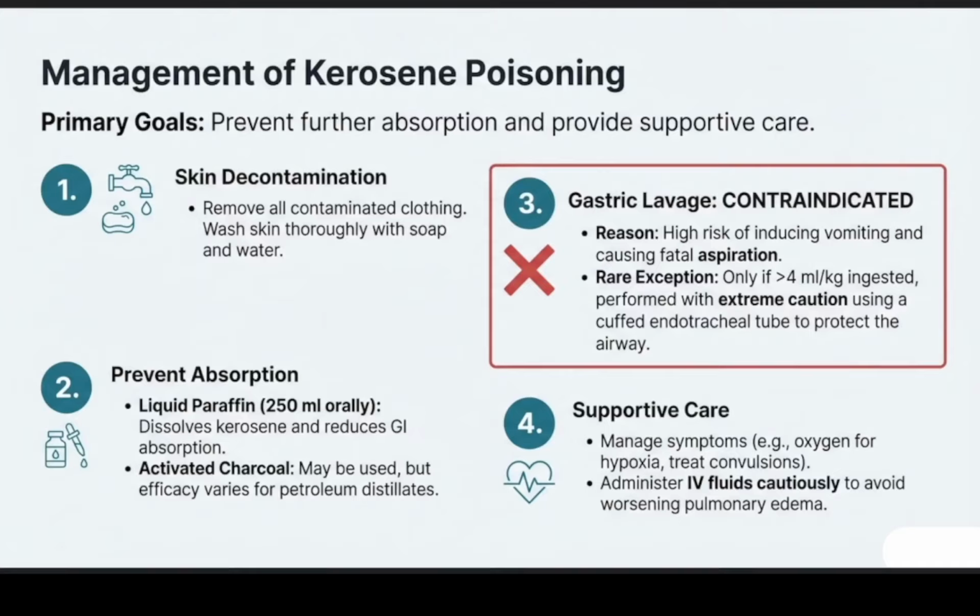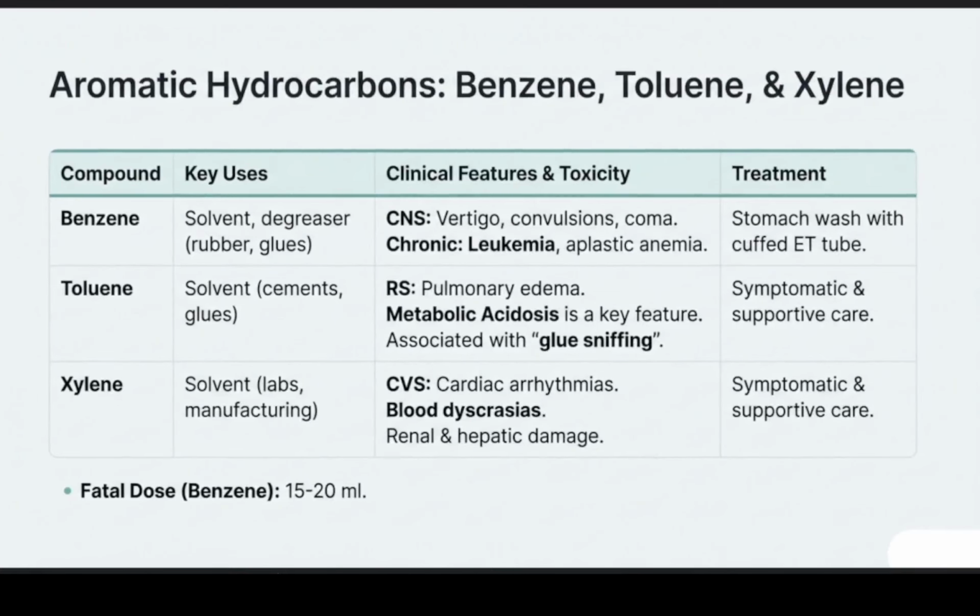Apart from that, we have aromatic hydrocarbons like benzene, toluene, and xylene. Benzene, remember, we are going to get vertigo, convulsion, coma. And if it is chronic, we are going to get even leukemia and aplastic anemia. What we can do is go in for a stomach wash.